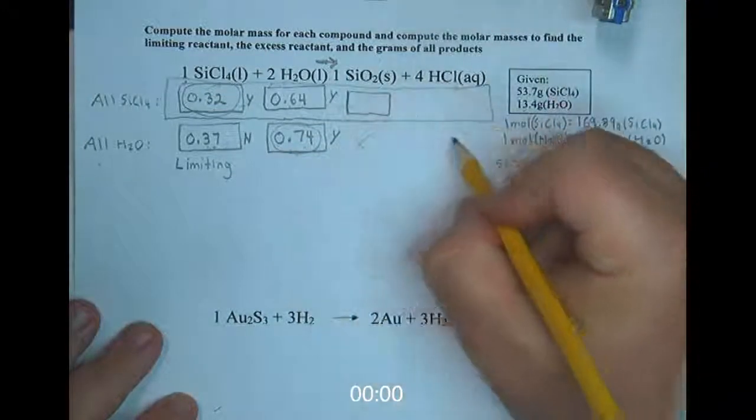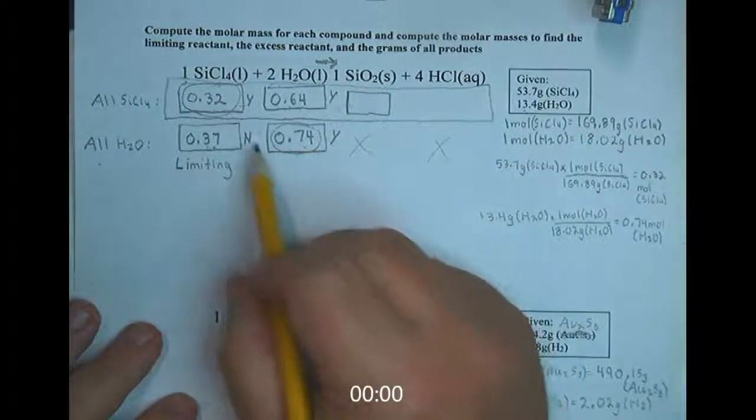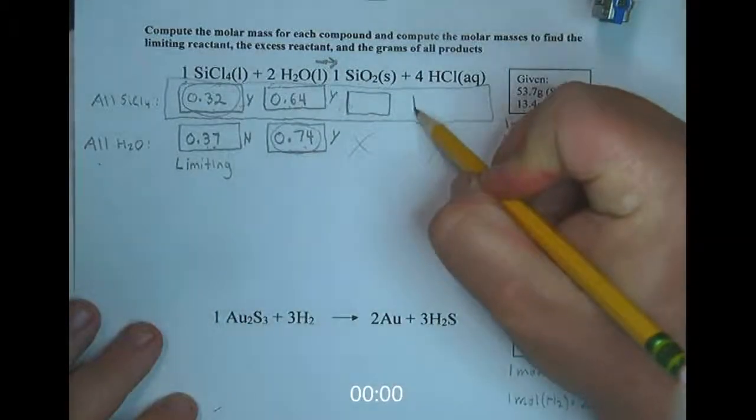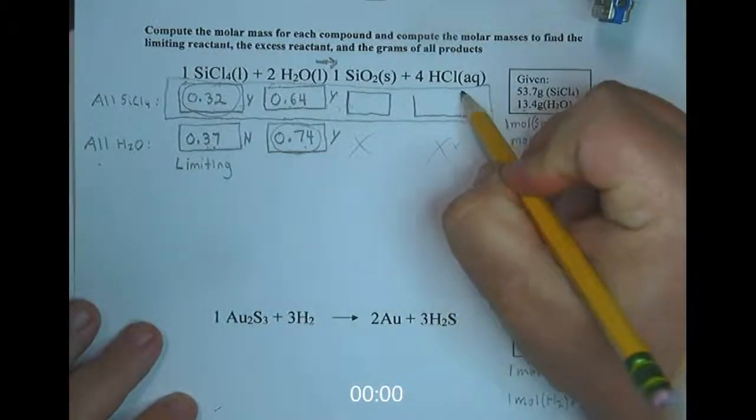We don't need boxes down here because this reaction doesn't work. We don't have enough SiCl4 to make this work. So we're going to put two boxes there.